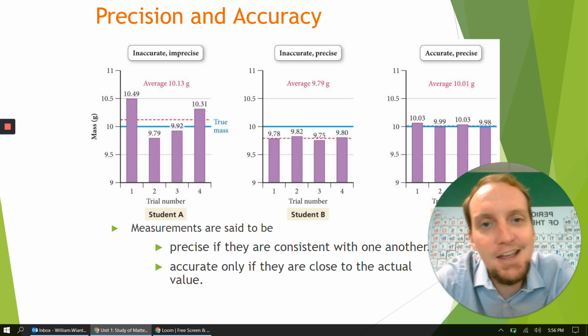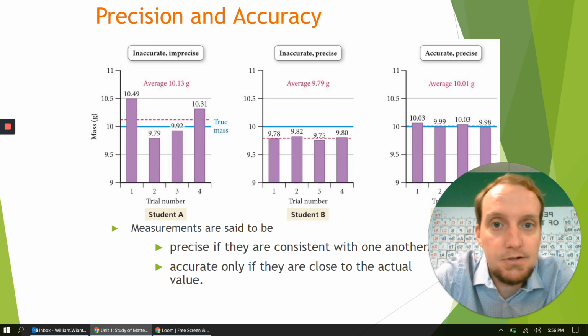Anyway, students, see what we have over here. We have the average dead close to the real mass, the true mass, and the precision is pretty spot on. So student C is really good at being both accurate and precise.